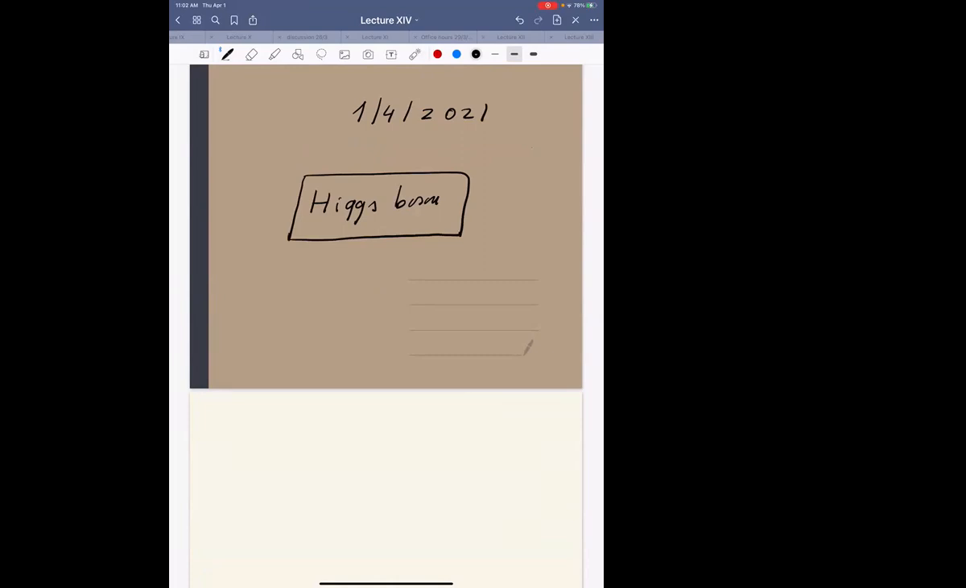Finally, we are ready to discuss the crux of it all, right? The central protagonist of the Standard Model, the Higgs boson, which was desperately searched for, and it's still being probed, okay? We have not yet proven, as I will be explaining, its existence. Or that is to say, all its properties.